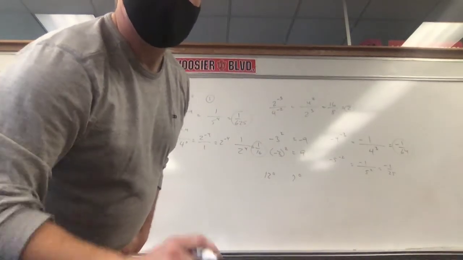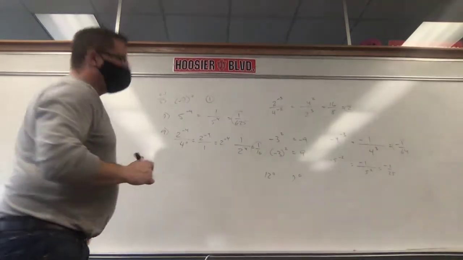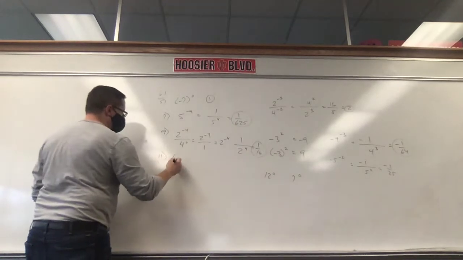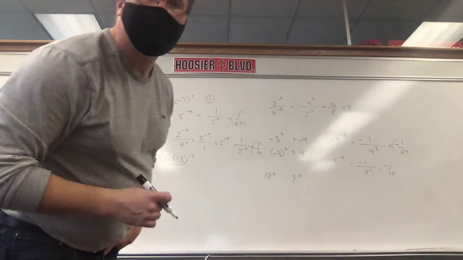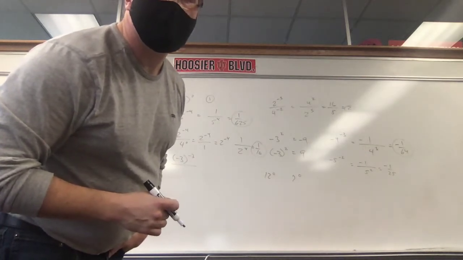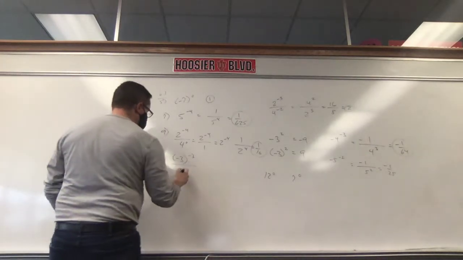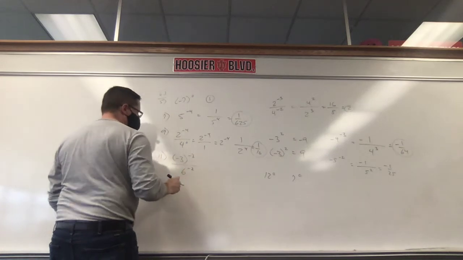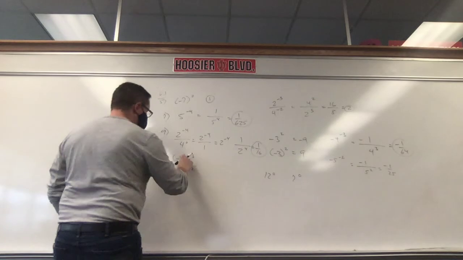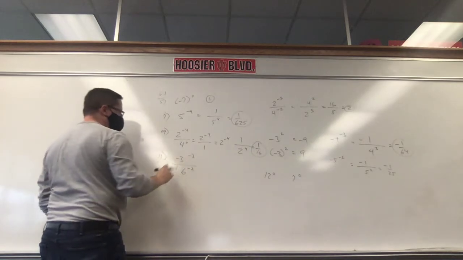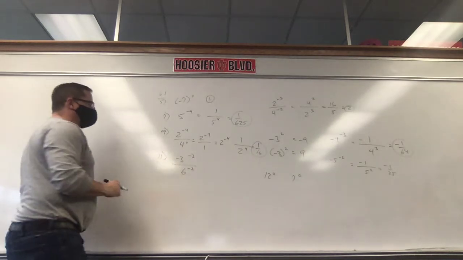Number 11. Okay. Negative 3 to the negative 3rd power over 6 to the negative 2. Actually, I wrote that wrong a little bit. I don't know why they have parentheses around this. Let's get these parentheses off there. Take those parentheses off. Okay.